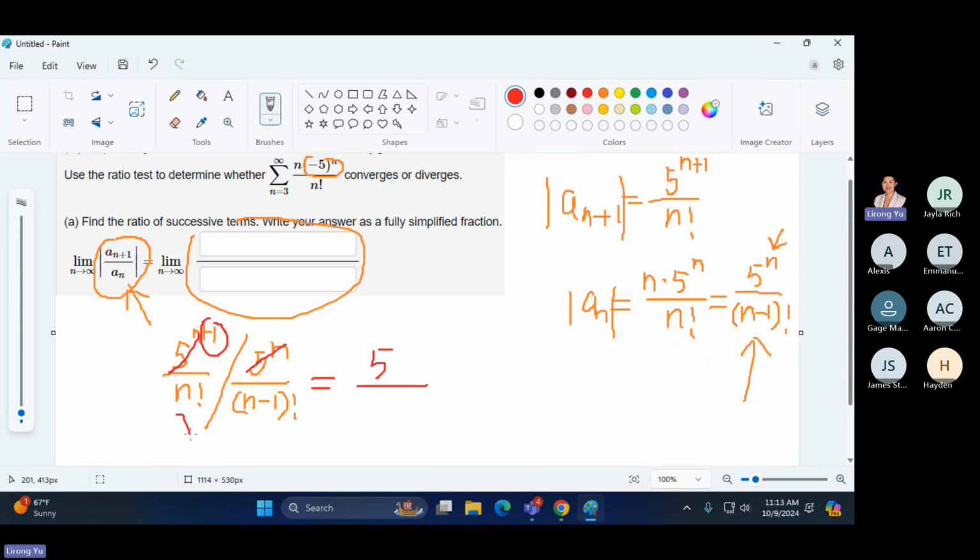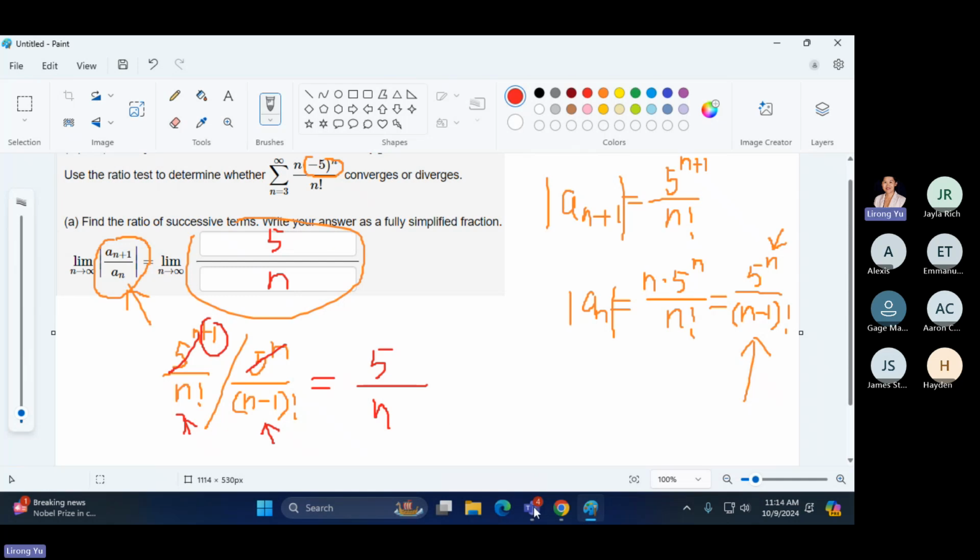And then you can see the n factorial and n minus 1 factorial. Factorial is multiplication, a notation for multiplying integers. So n factorial is n times n minus 1, n minus 2, down to 1. N minus 1 factorial is n minus 1, n minus 2, down to 1. So n factorial contains n minus 1 factorial. If we cancel n minus 1 factorial, the only thing left is n. So there'll be 5 in the numerator and n in the denominator, and I think that's simplified. Okay?